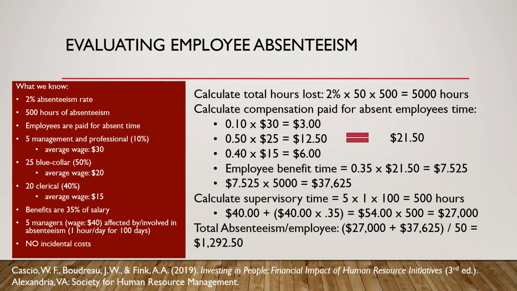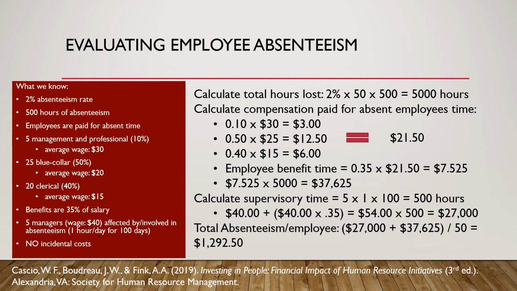10% times $30 for the management and professionals, 50% times $25 for the blue-collar workers, and 40% times $15 for the clerical workers. Here we get $3, $12.50, and $6, the sum of which is $21.50. Because employee benefit time is 35% of their salary, we multiply 35% times 21.5, and we get $7.52. We multiply this cost by the 5,000 hours that we calculated in the first step, which equals $37,625.